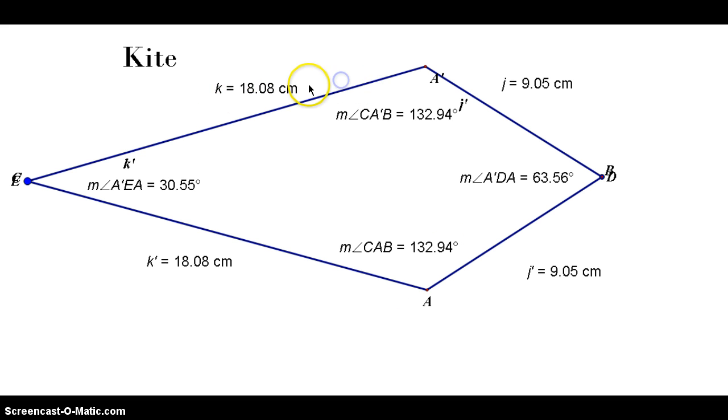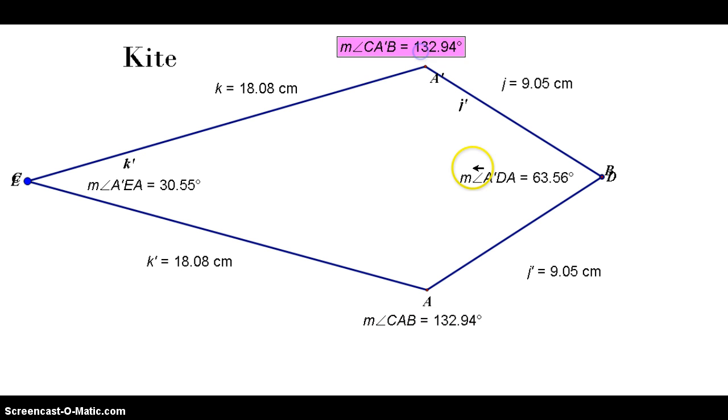So you'll notice that here our two non-congruent sides create this angle. That angle is equal to its opposite angle, which is also created by those non-congruent sides, right? There's our angle measure, there's our side lengths. Okay, so those are two very important properties with a kite. Now, let's take a look at its diagonals.